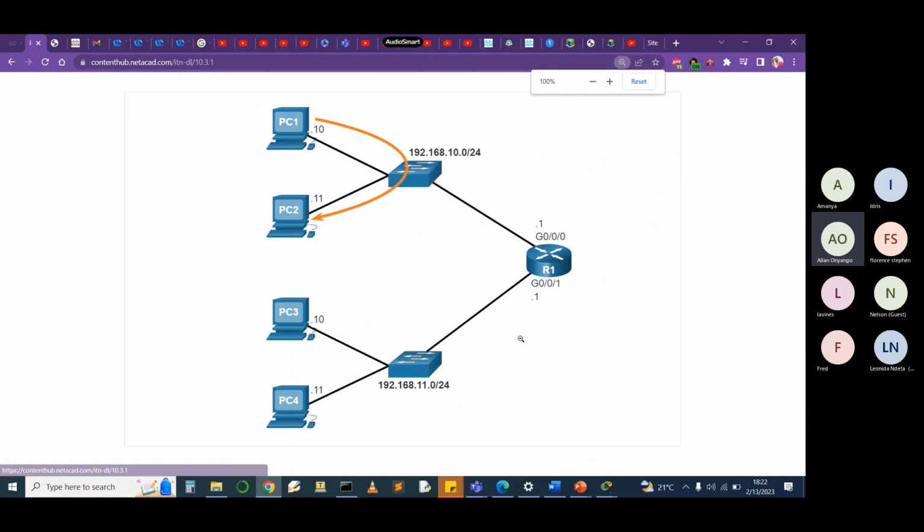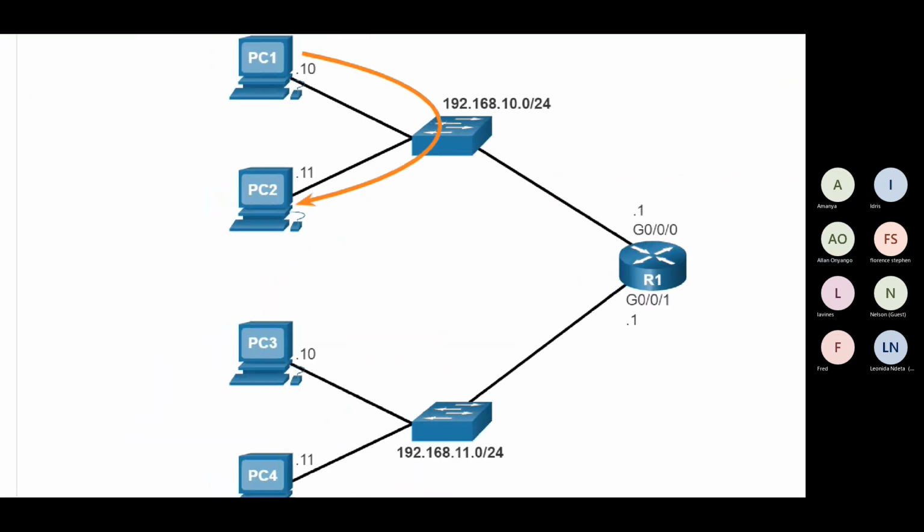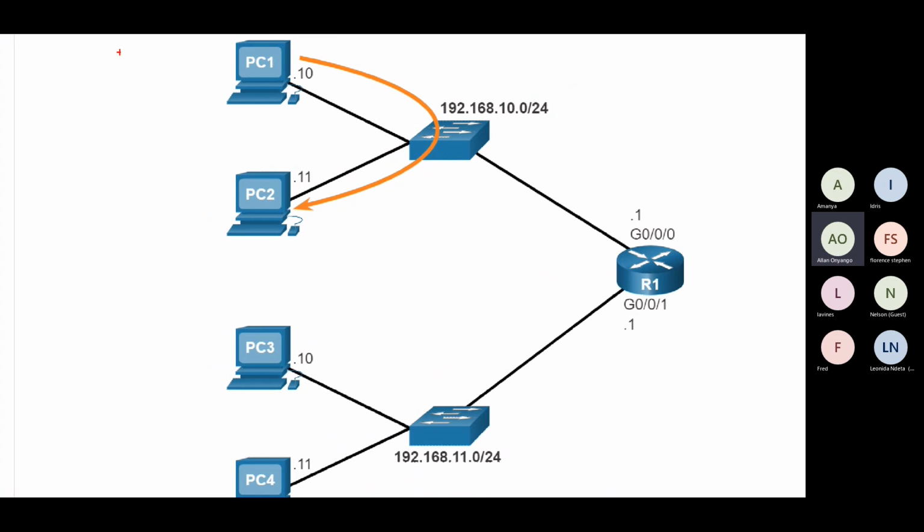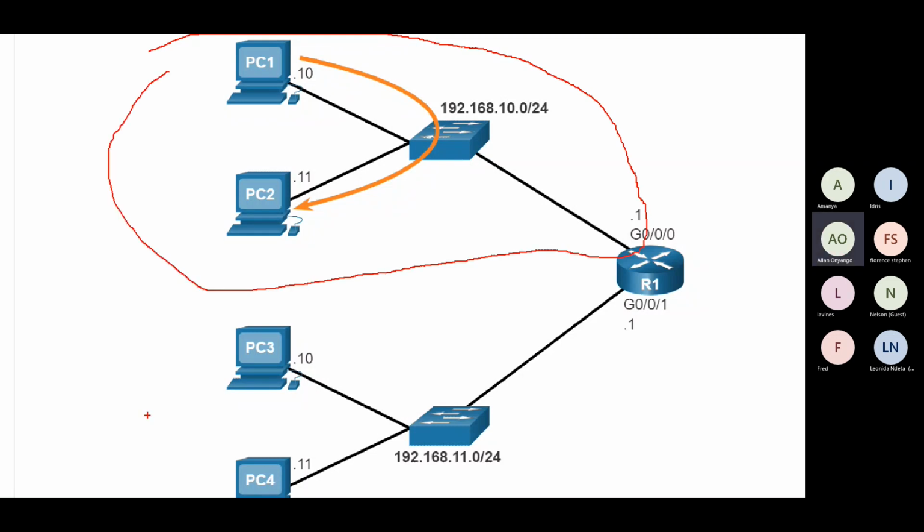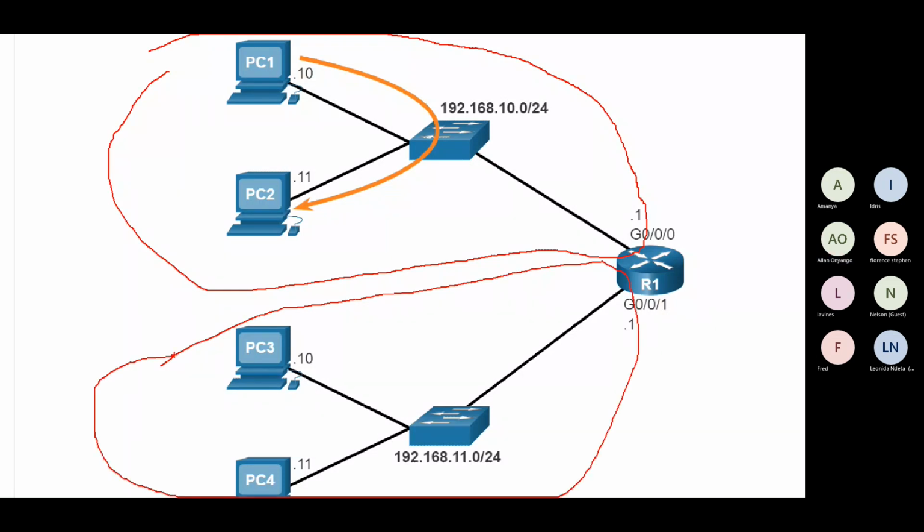Looking at this diagram, when communicating on the same network, we only have two networks here, because we have the router and the router has two interfaces. The first network is this one and this router interface, and the second network is past this router interface. Those are the two networks because it's only one router with two interfaces.